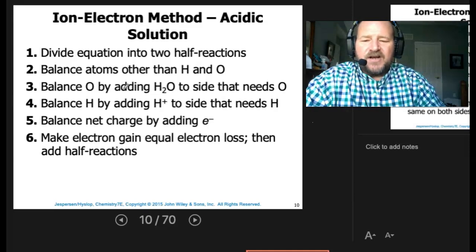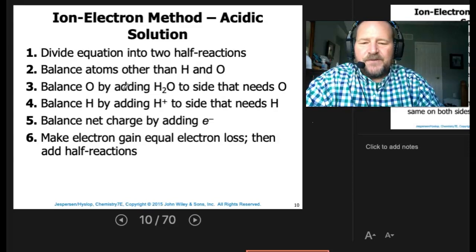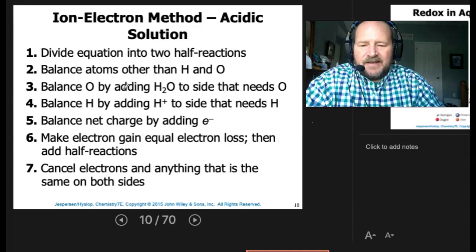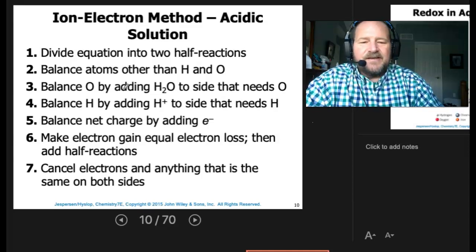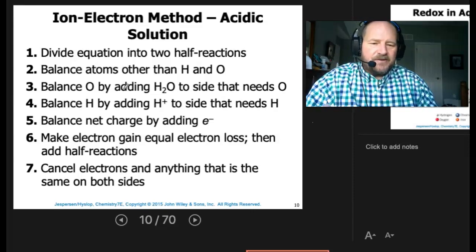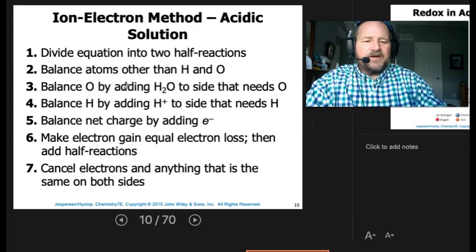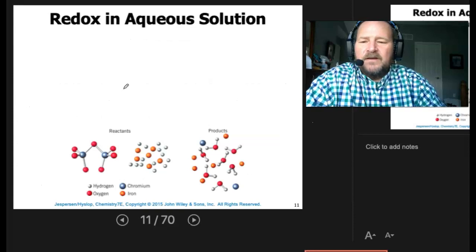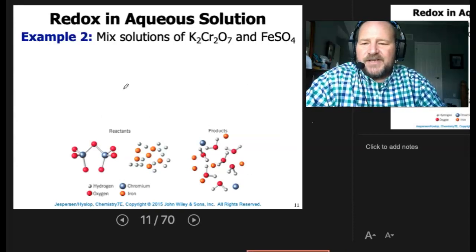Then we'll make the electron gain equal to our electron loss. That's where we're going to multiply each equation if we need to. And then we're going to bring those 2 half reactions together. Bringing them together, the electrons should cancel out, and then anything else that's able to cancel out, we will. So if we end up with 5 waters on one half and 2 waters on the other, we'll cancel so that the 2 waters go away and we're left with 3 on the one half. So, redox equations then.